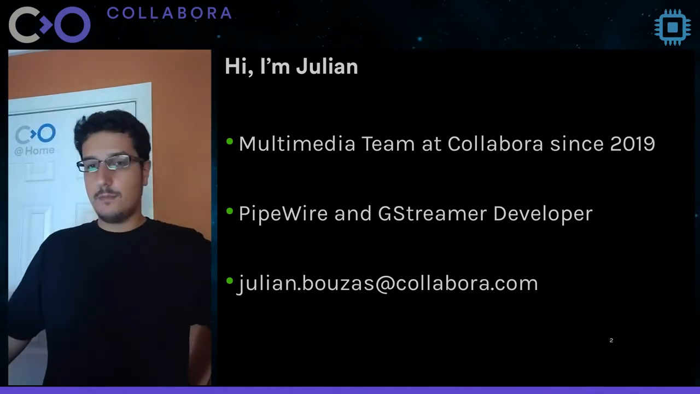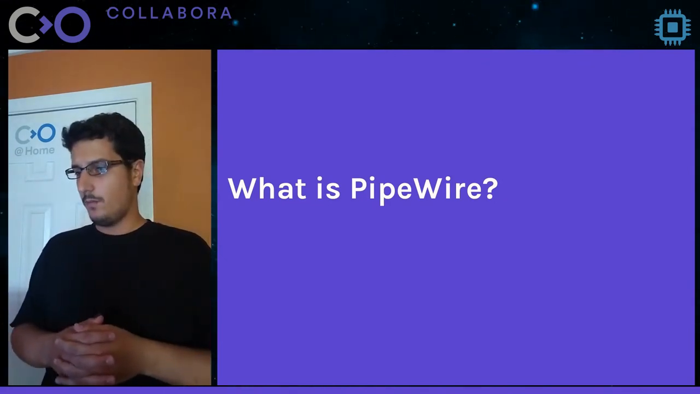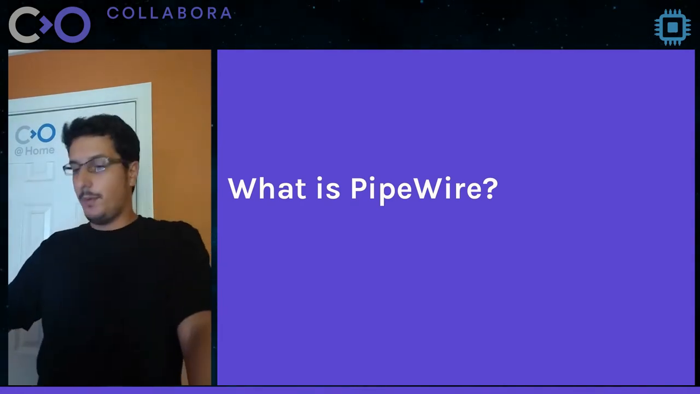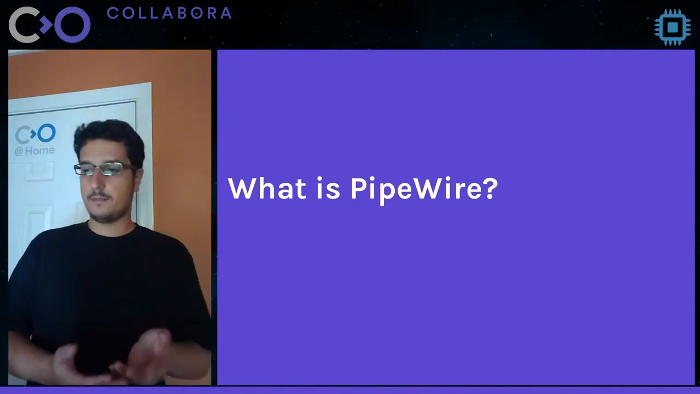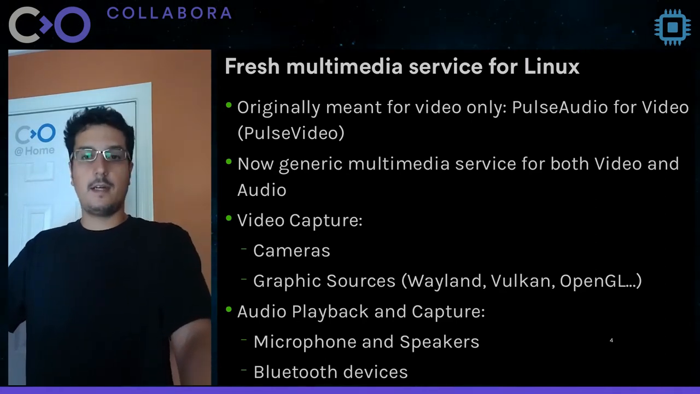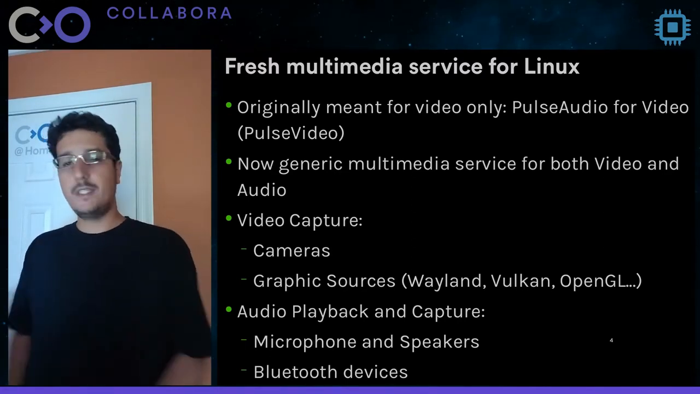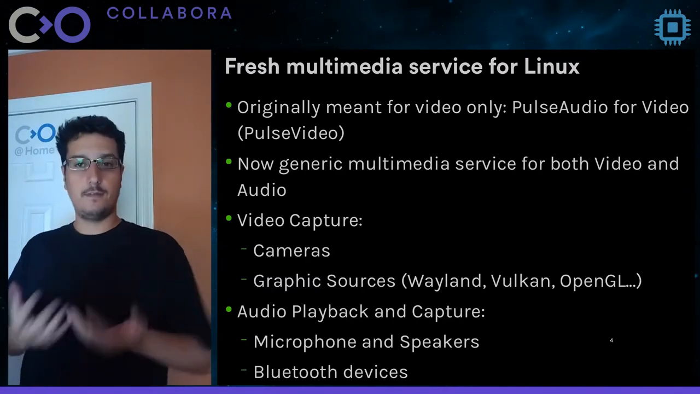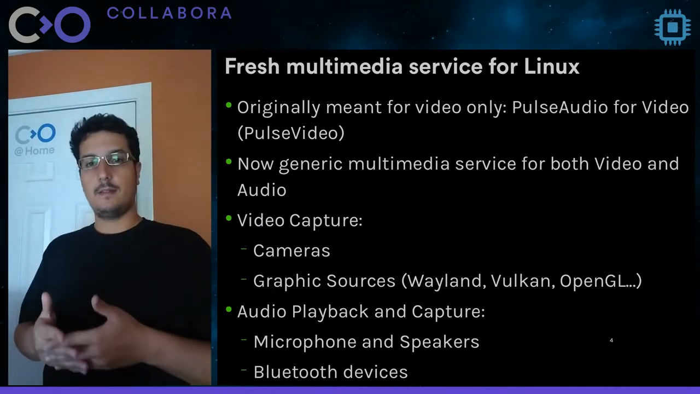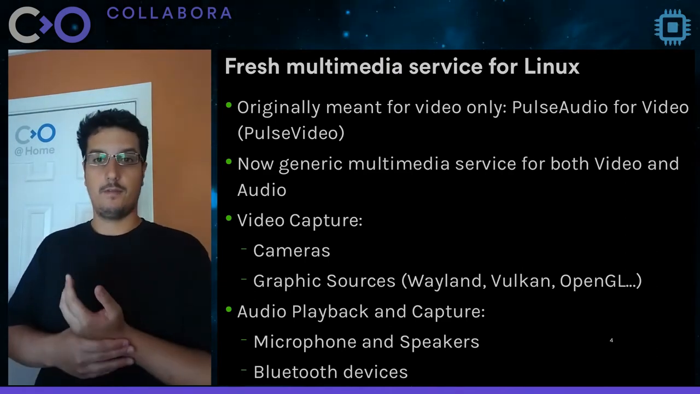So that being said, let's move on into the main topic, which is what is PipeWire? What is this new technology that is emerging and is gaining more and more popularity nowadays? Well, as I said at the beginning, PipeWire is essentially a fresh multimedia service for Linux that can handle any kind of multimedia devices. It doesn't matter if it's video or audio. It was originally meant to handle only video devices. In fact, its original name was Pulse Video. But over the years, it evolved, and now it was renamed to PipeWire, and now it's more of a generic multimedia framework that can handle both devices.